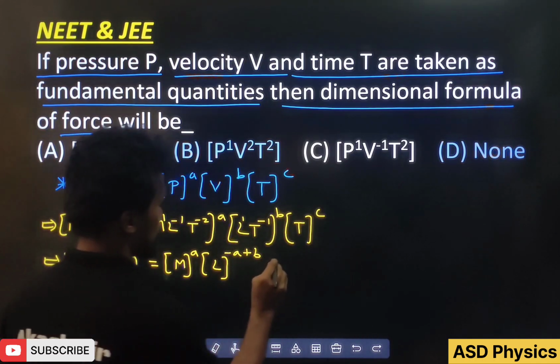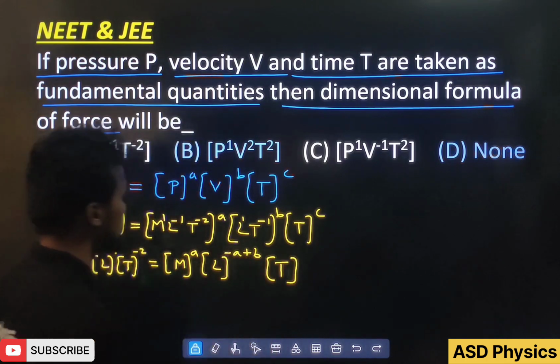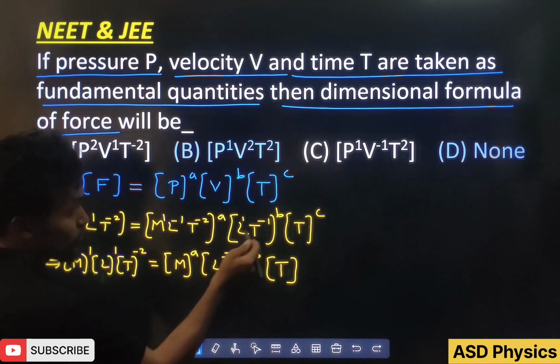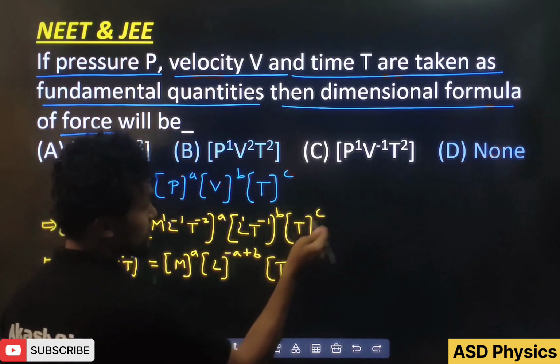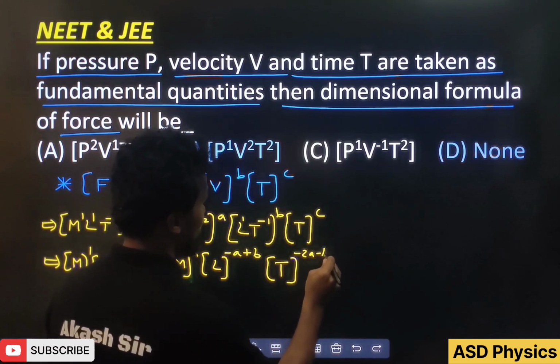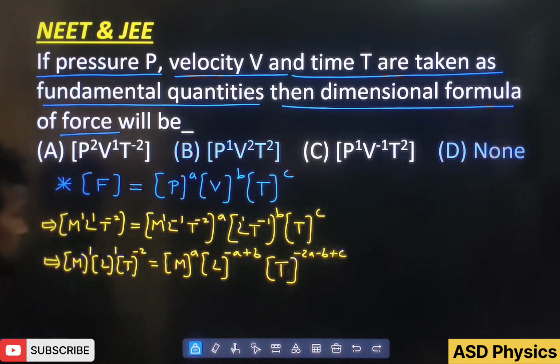Going correct? Great. Now T power: minus 2a, then minus b, then plus c. So T power minus 2a minus b plus c. Now kindly see very well: M power a, L power minus a plus b, and T power minus 2a minus b plus c.